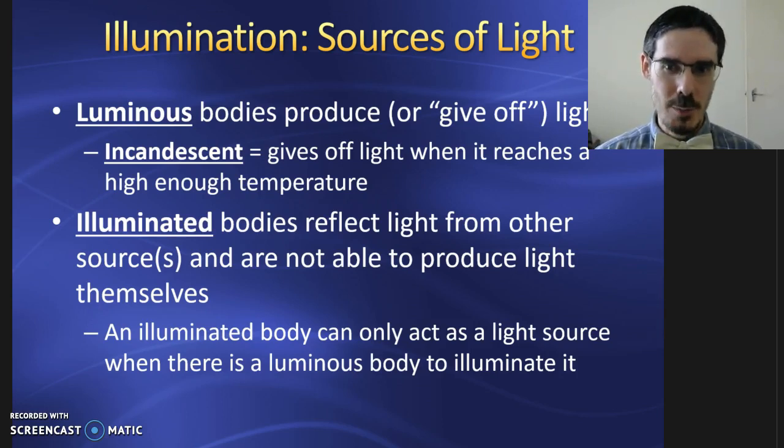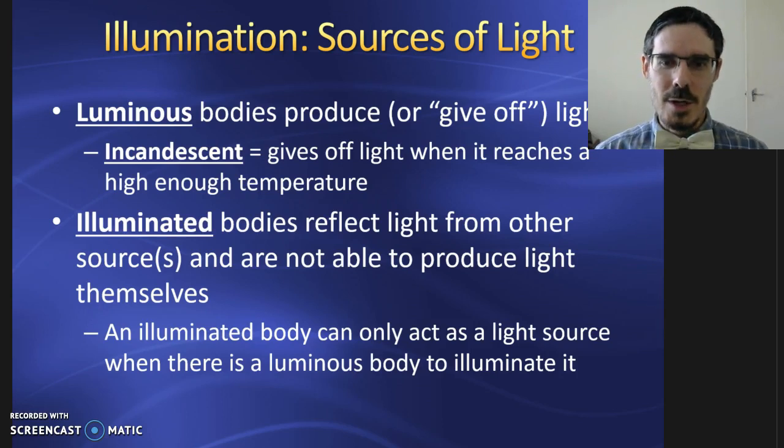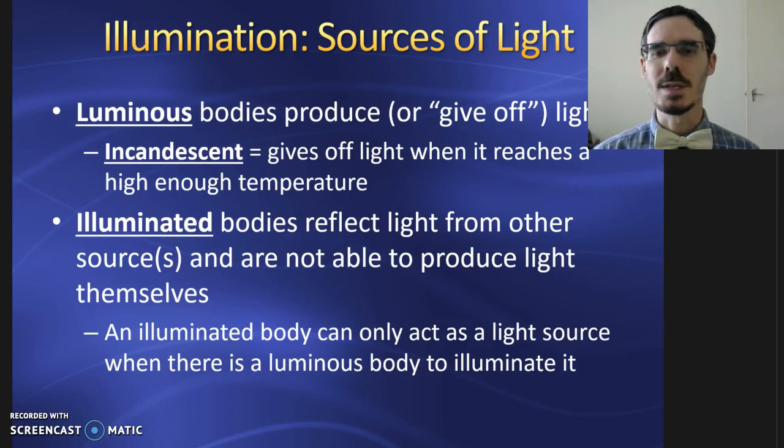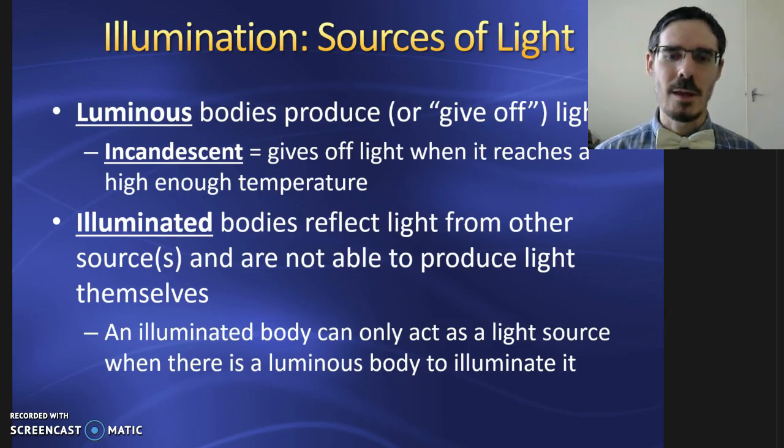In contrast to luminous bodies that give off their own light, there are illuminated bodies. Illuminated bodies reflect light from other sources. They can't produce that light themselves. For example, if the sun is luminous, the moon, in contrast, is only illuminated. The moon doesn't produce its own light. It just reflects light from the sun. An illuminated body can only be a source of light if there's some other luminous body around to illuminate it.